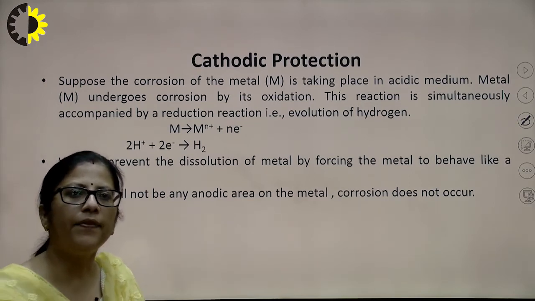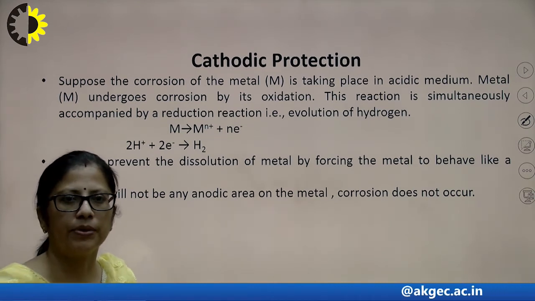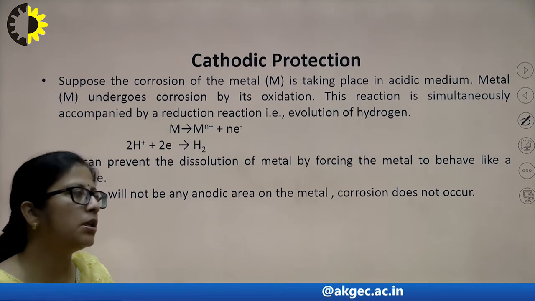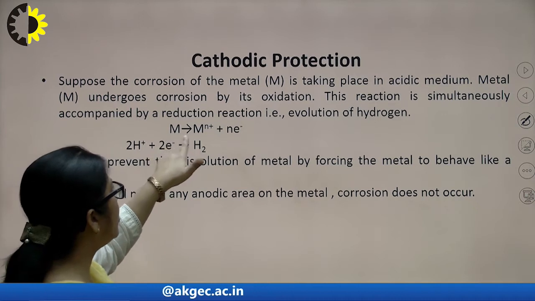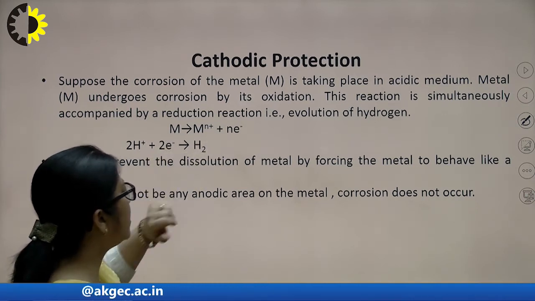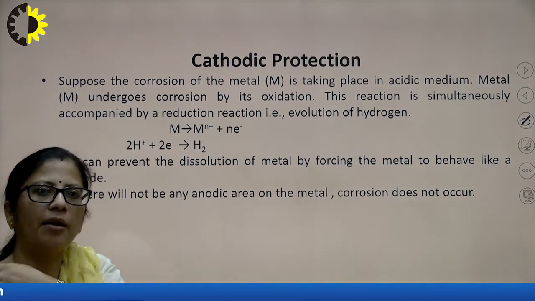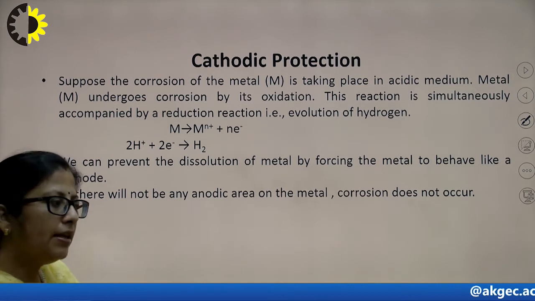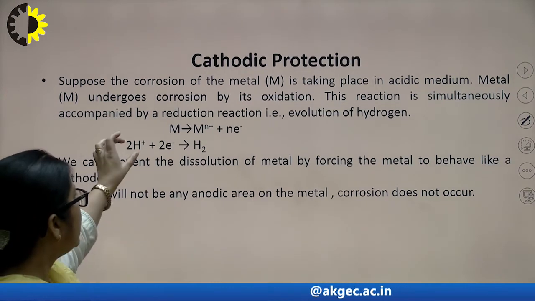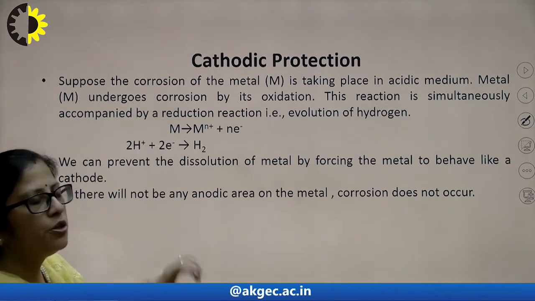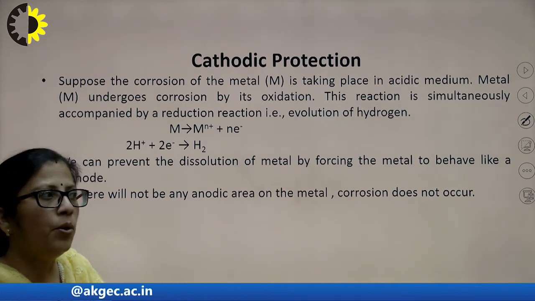Next, another method of protection against corrosion is cathodic protection. Suppose we are talking about a metal M which is undergoing corrosion, and this metal will undergo corrosion by its oxidation, releasing electrons. So, this is the anodic reaction, and suppose this reaction is taking place in acidic conditions, then this reaction is going to be accompanied by a reduction reaction. So, here the H plus ions are going to accept the electrons to form or evolve hydrogen gas.